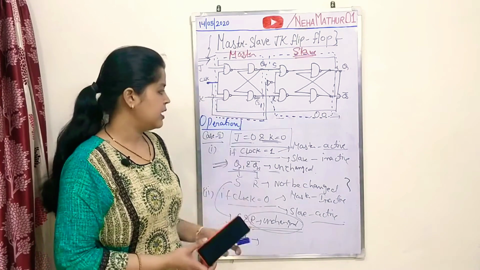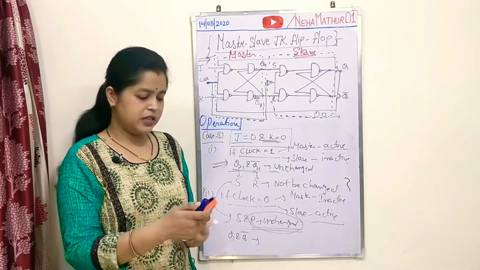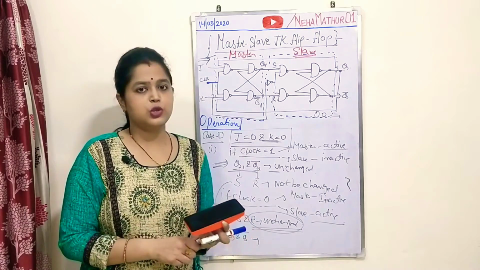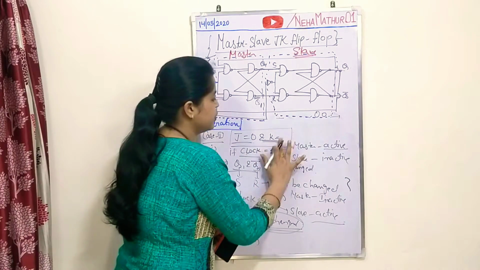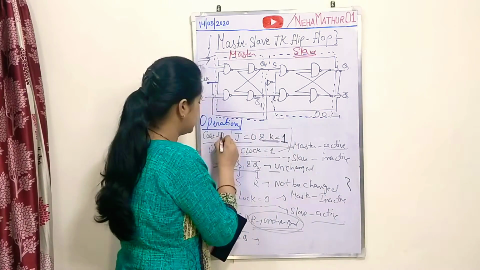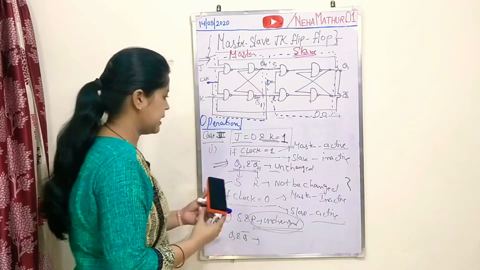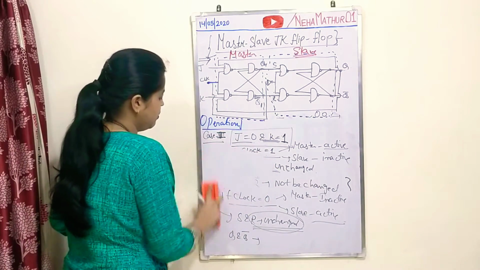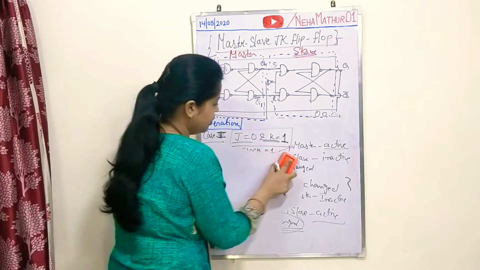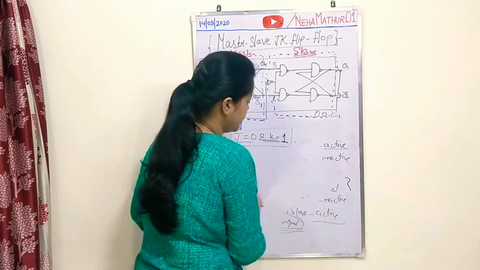So now the second case for J and K, when J is equal to 0 and K is equal to 1. This is the second case, with the second input combination of J and K. Now J is equal to 0 and K is equal to 1.